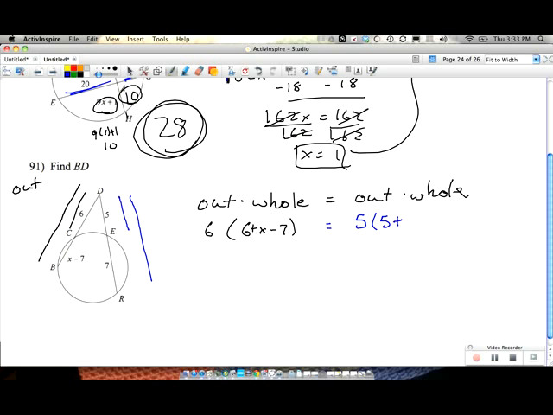Add 6, add 6. 6x equals 66. We still got lots of 6's. Divide by 6. x equals 11.